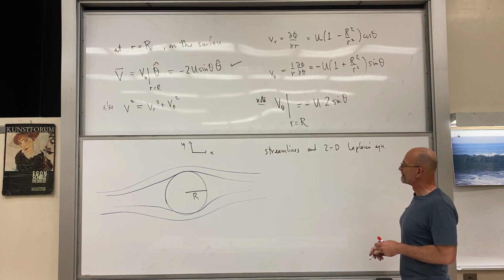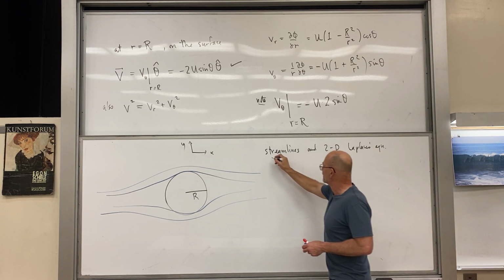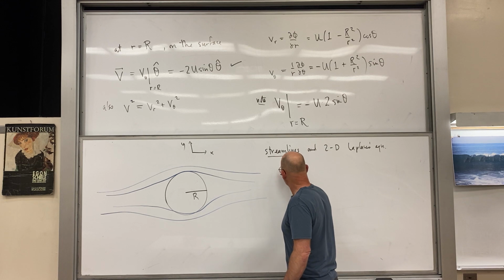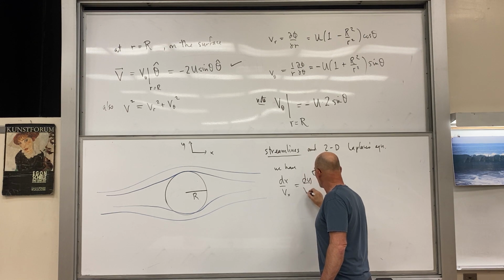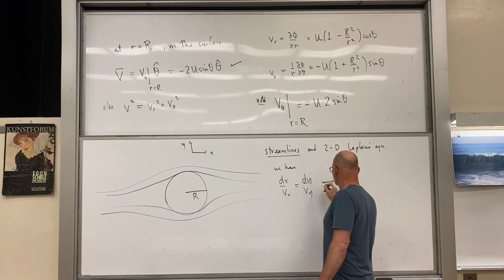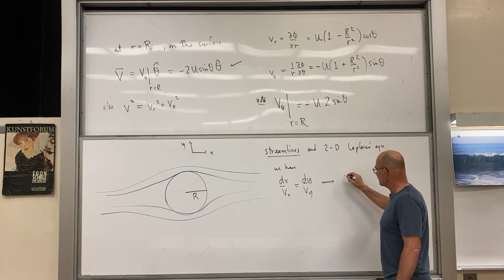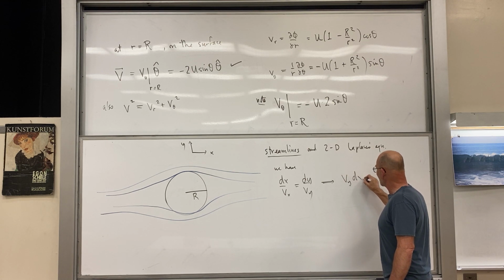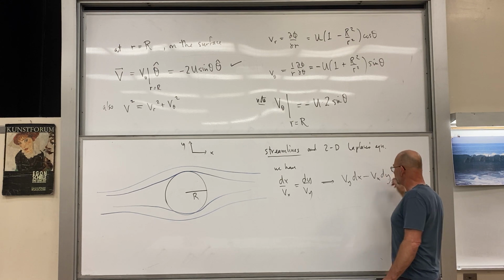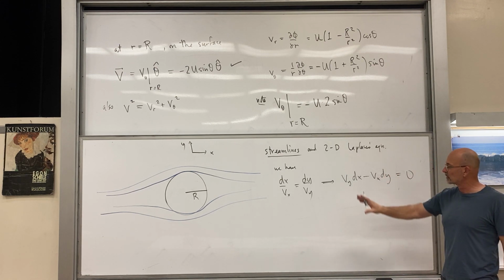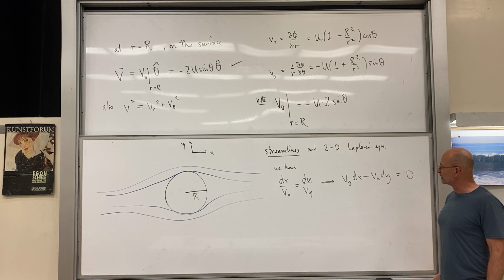So let's look at the streamlines. We have dx over vx equals dy over vy. That means vy dx minus vx dy is equal to 0. Okay, so that's a relation that holds true for the streamlines.